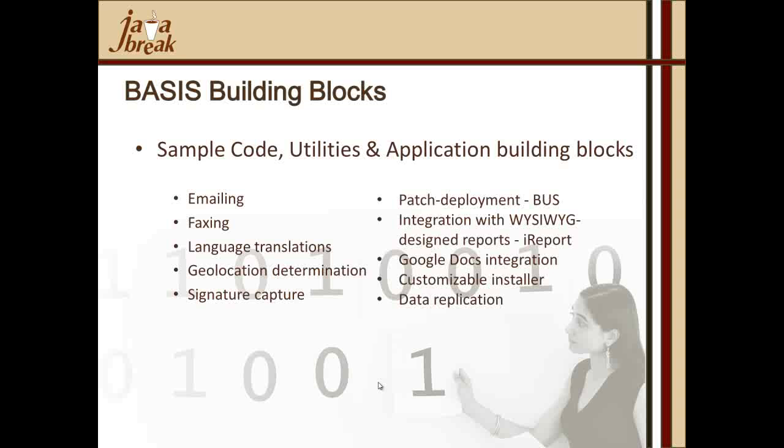We give you integration with WYSIWYG, what you see is what you get, designed reports with the iReport and the BB Jasper integration points, Google Doc integration, ability to store your documents up in the Google Doc cloud, a customizable installer, so you can install your own applications after the install of your BASIS environment. And then, of course, probably the biggest feature that we added with BBJ 11 is the data replication, all provided as part of the BBJ and BBX ecosystem. And of course, all of these come to you at no additional cost.